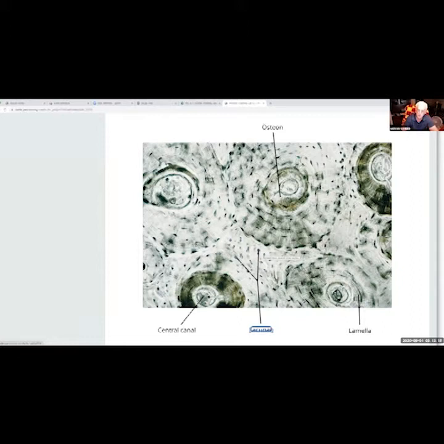Okay, this is your central canal, and these are the lamellae, the concentric circles around it. Kind of like the rings of a tree. When you cut through a tree, you see the rings. That's kind of like the bone here. Very similar.